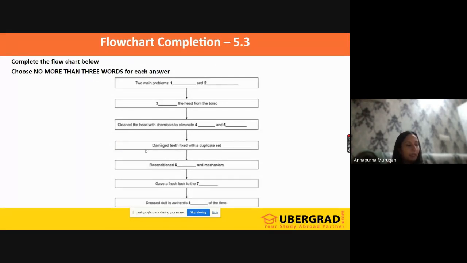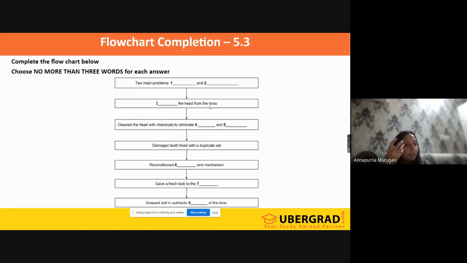Right. Now, we found two main problems: eye mechanism and loose head. Next, the flow chart. Dash the head from torso. It states that there is a problem in the eye mechanism. That's the reason. Eye mechanism in the sense, what is mechanism? The working of the eye. That means there is a problem in the eye mechanism.